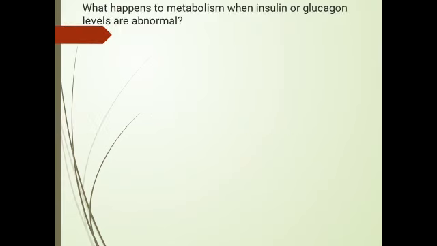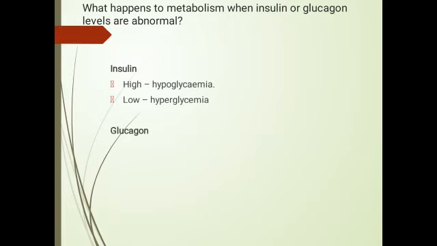So we move on to the applied aspects. What happens to metabolism when insulin or glucagon levels are abnormal? When insulin levels are high, it results in hypoglycemia. When the insulin levels are low, it results in hyperglycemia. Whereas with glucagon, high or low levels have no significant effect. I have already told you the hyperglycemic effect is produced by some other hormones also. So as such, abnormal levels of glucagon have no significant effect.